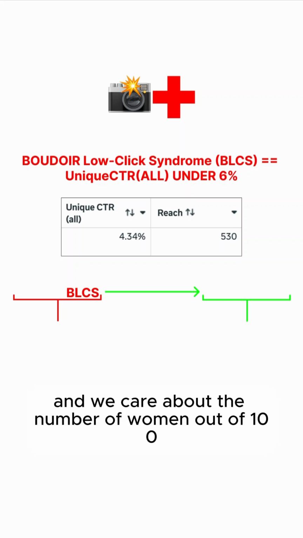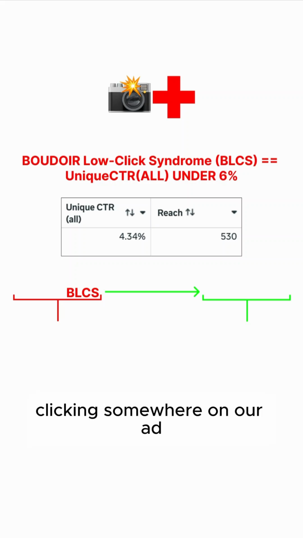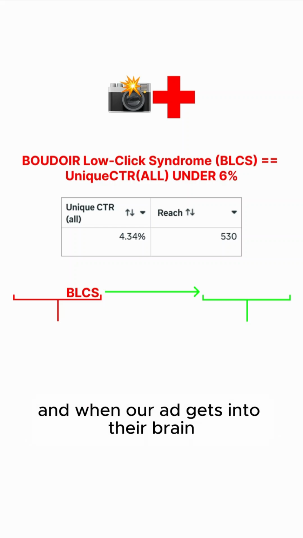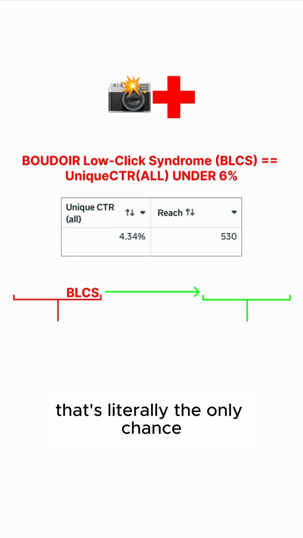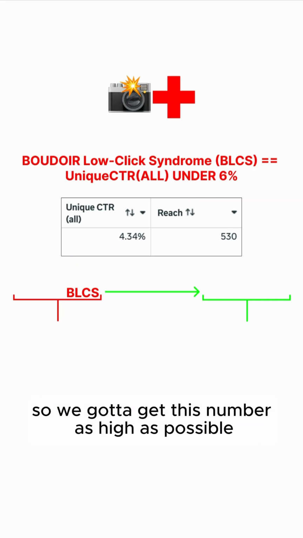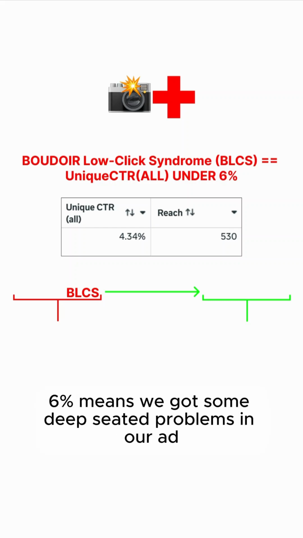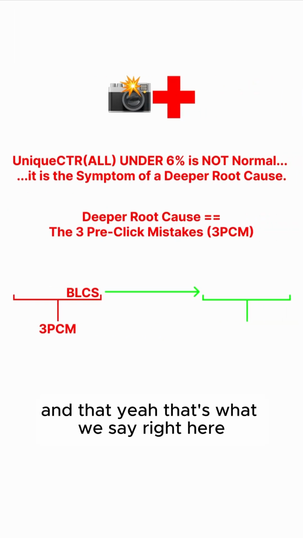And we care about the number of women out of 100 clicking somewhere on our ad because then we know our ad got into their brain. And when our ad gets into their brain, that's literally the only chance we have at them buying from us. So we got to get this number as high as possible, definitely above 6%, because 6% means we got some deep-seated problems in our ad. And yeah, that's what we say right here.